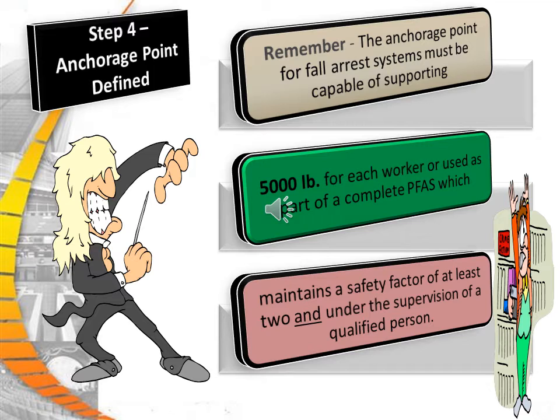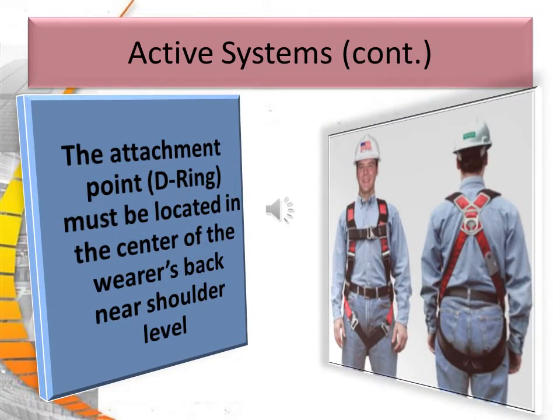Remember, the anchorage point for fall arrest systems must be capable of supporting 5,000 pounds for each worker and used as part of a complete PFAS, maintaining a safety factor of at least 2 and under the supervision of a qualified person. The attachment point or D-ring must be located in the center of the wearer's back near shoulder level.